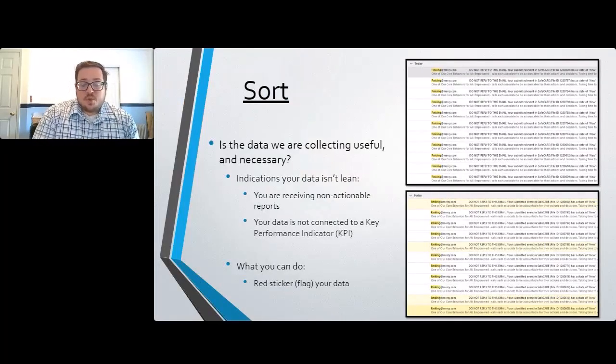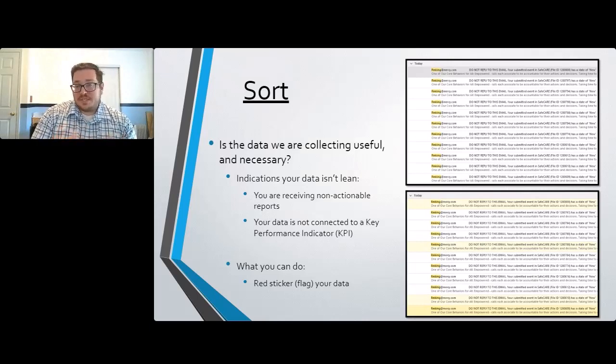So first is sort. That's the first S. And the question we need to ask ourselves is, is the data we are collecting useful, and is it necessary? We all get tons of automatic reports. They come from your tracking system. They come from your safety reporting system. Every morning my inbox would be full of tons of automatic reports. And you have to ask yourself, are these useful and are they necessary? Lean means, in one sense, slimming down the amount of information you're getting into what's useful.